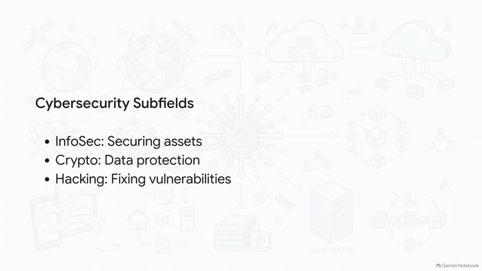This defense involves information security to protect assets, and cryptography, which uses some really complex math to scramble data so intercepted messages remain completely unreadable. But perhaps the coolest tactic is ethical hacking. Organizations actively employ good guy hackers to perform penetration testing, intentionally trying to break into their own systems to fix vulnerabilities before the real bad guys exploit them.